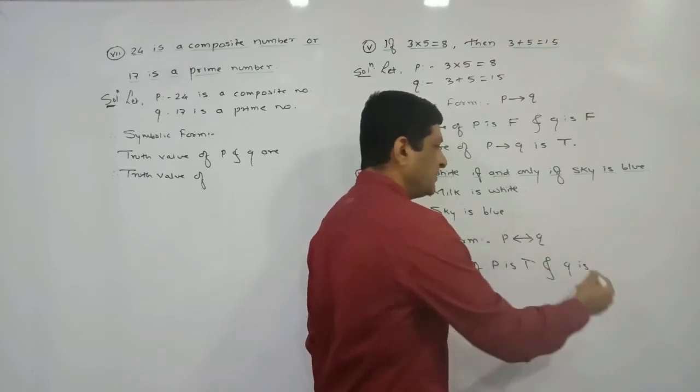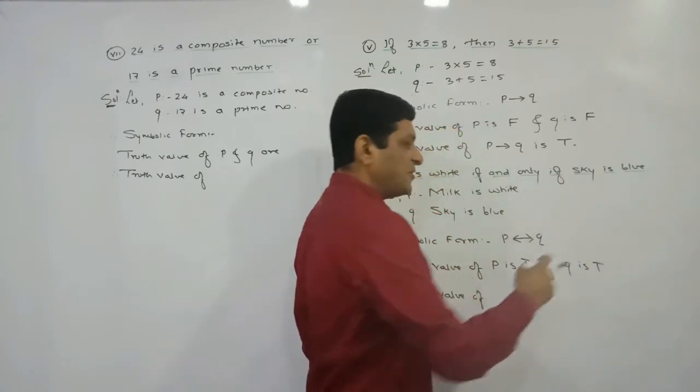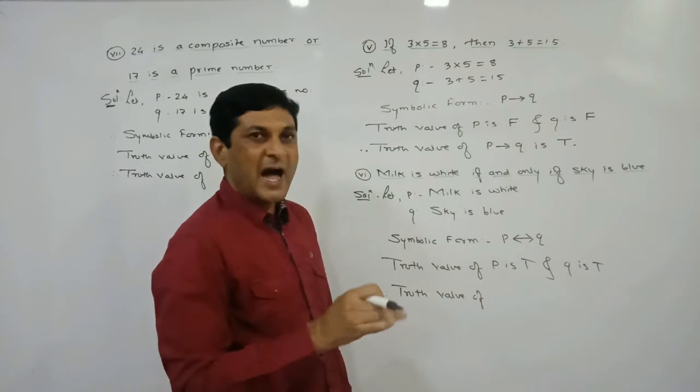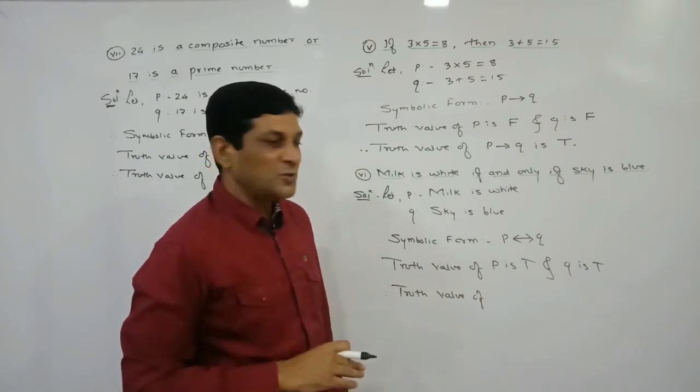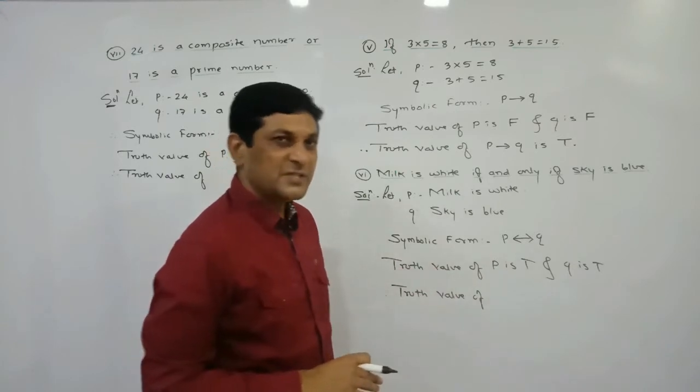Again, sky is blue, it is also true, means truth values of P and Q are true. So once the truth values of P and Q are known to us, try to find out the truth value of this symbolic form.